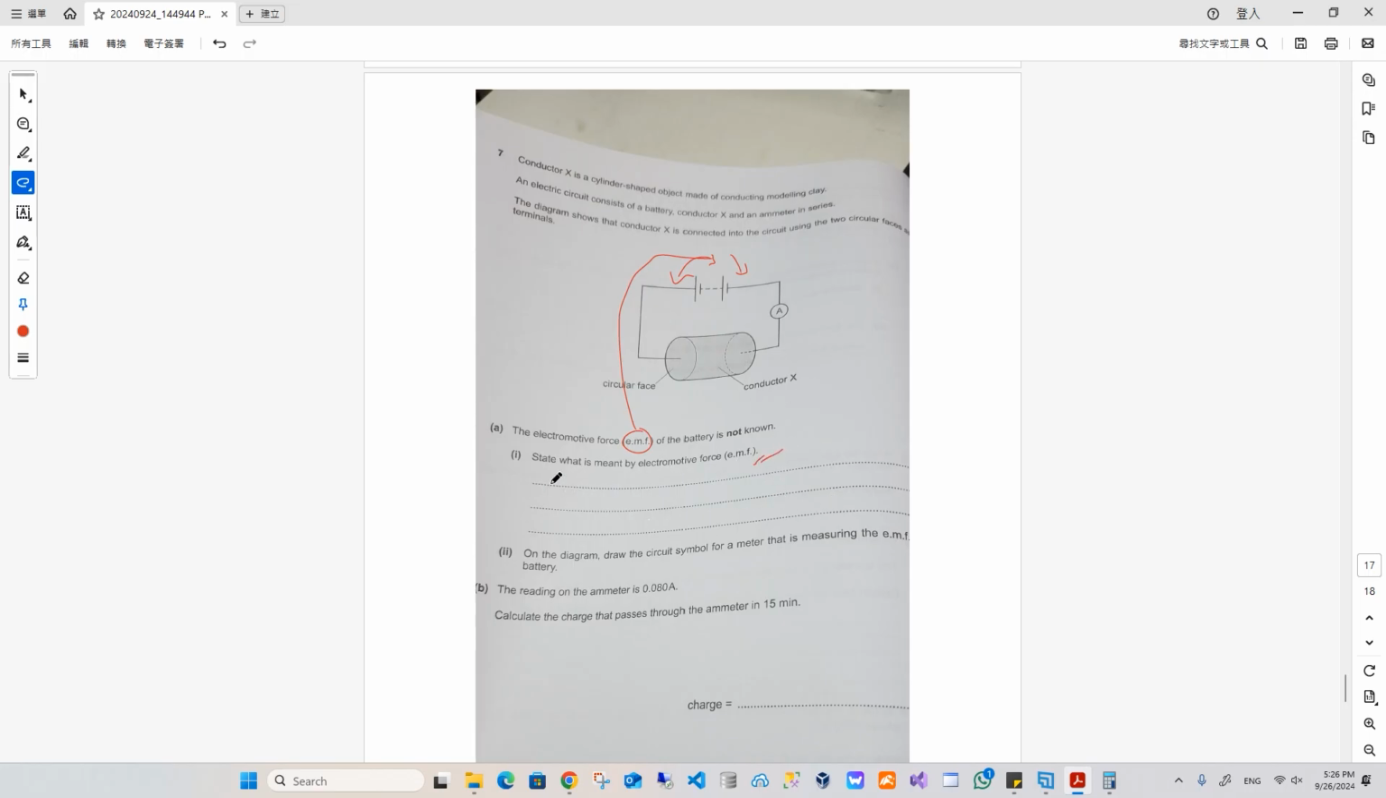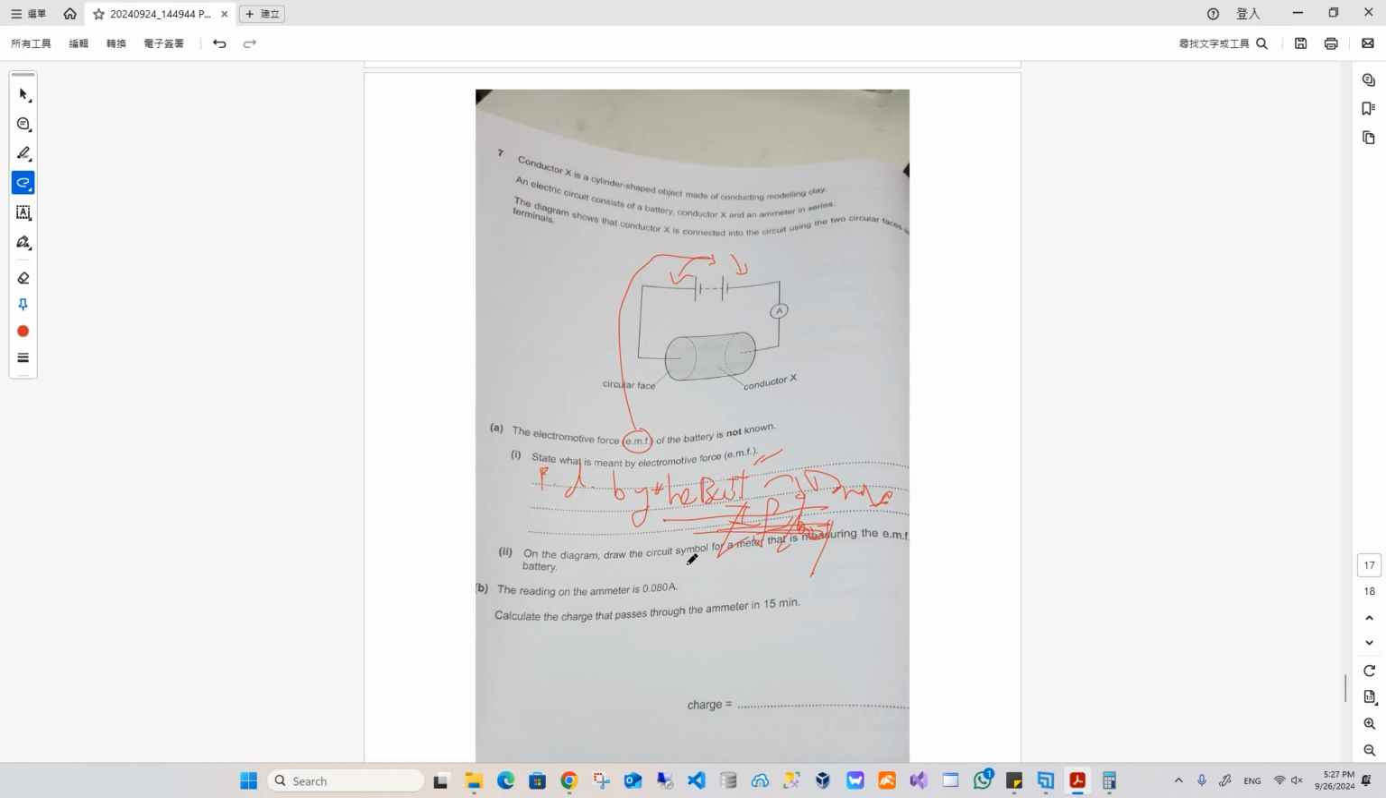So electromotive force is the potential difference by the battery that drives current flow through the circuit. Actually, potential difference by the battery is good enough. The current, don't mention, because what if the circuit is broken? If the circuit is broken, no current can flow, but the potential difference will still be there so long as you have a battery there.